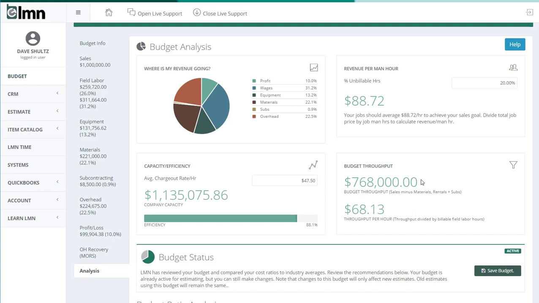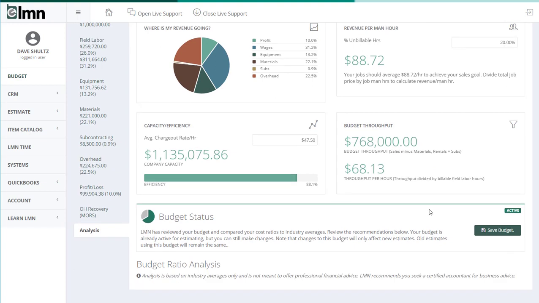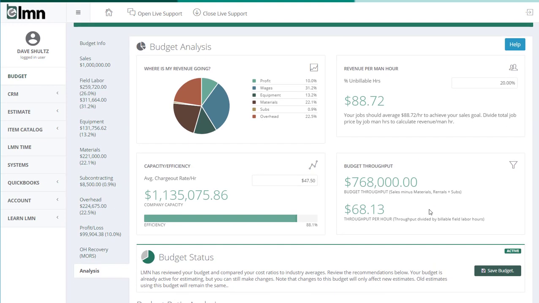Finally, we look at something called budget throughput. And budget throughput's a little bit of an interesting number. It is your sales goal minus materials and rentals and sub costs. So what this number is, basically, is the revenue that your company has left after it pays off all its vendors. So you take all your sales, you pay all your vendors off, and whatever you have left is enough to pay for your field labor, your equipment, and your overhead.